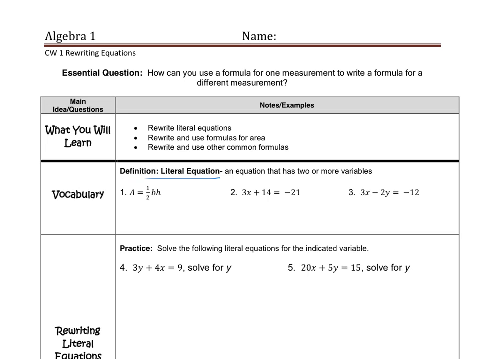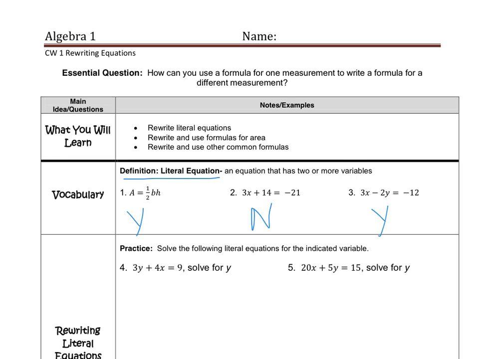Which ones are not? Well, the first one has 3 variables, so yes, this is a literal equation. The second one does not have 3 variables. It only has 1. So it's not a literal equation. The third one has 2 variables. So 2 or more variables, it's a literal equation.